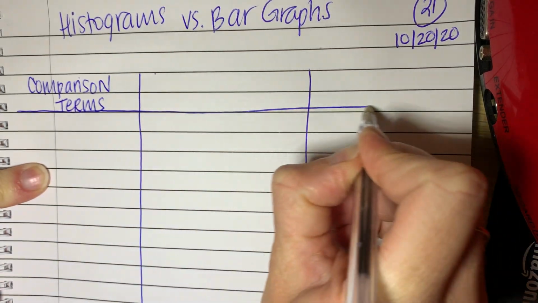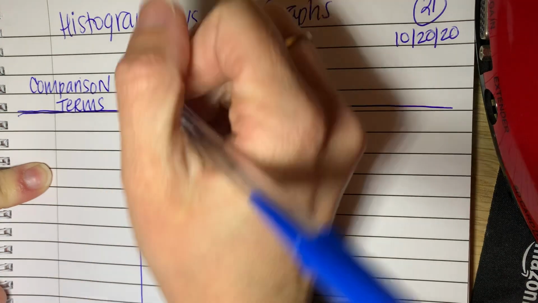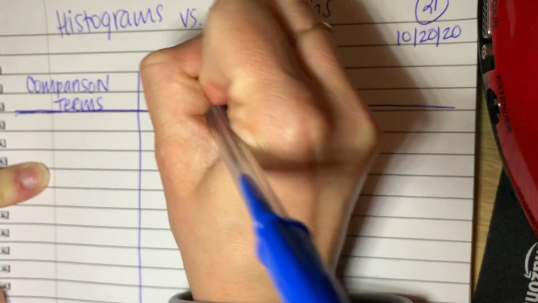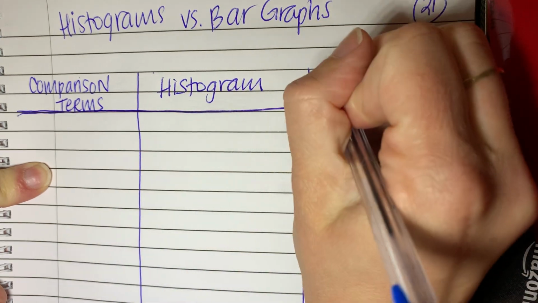I'm going to add a bottom line too. The middle column is going to be histogram. And the third column is going to be bar graphs.